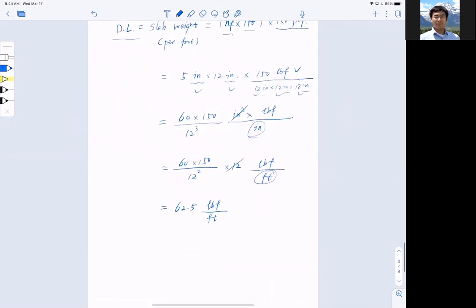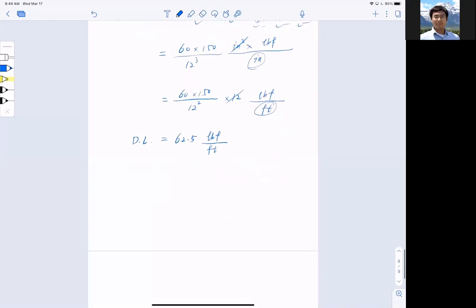All right, and this is only the dead load. This is only the dead load. All right, why am I playing so much? Well, you get it later, okay? Sorry, squared, okay? Not per foot, square, okay? All right, so this is 62.5 pound per feet squared, okay?